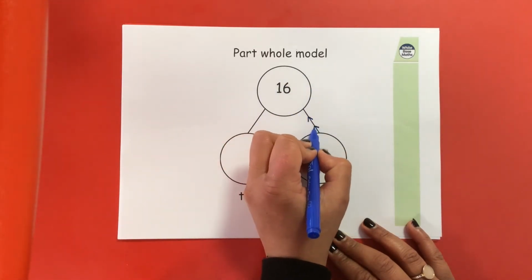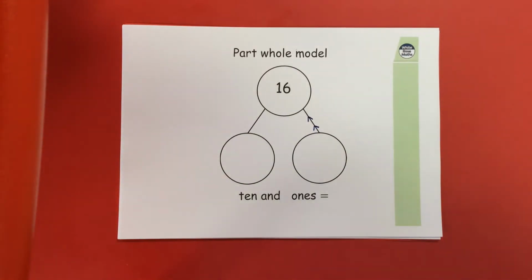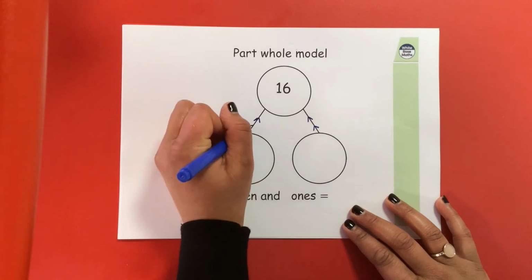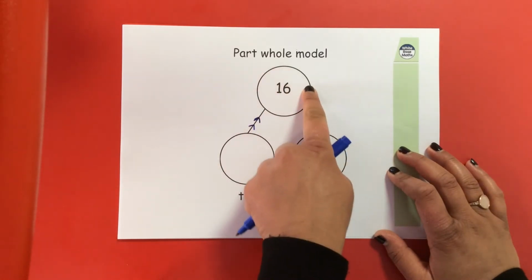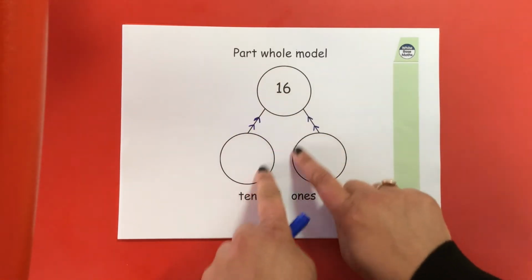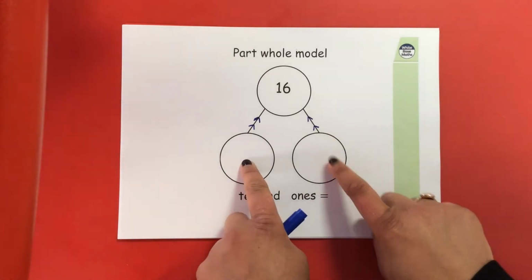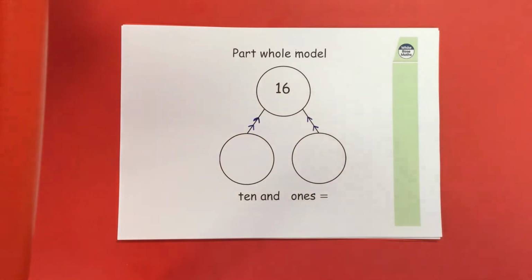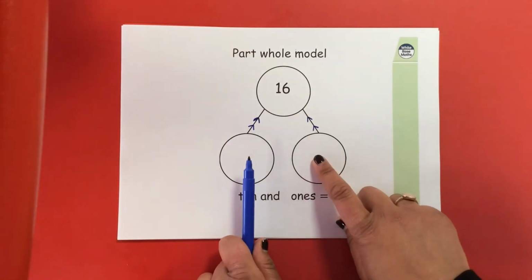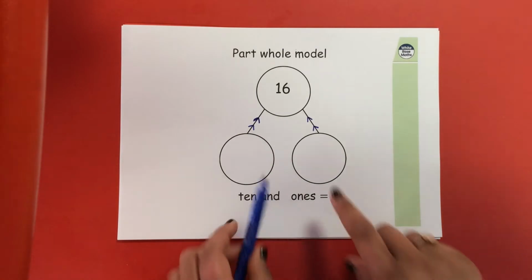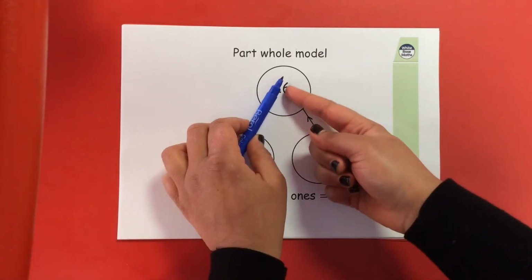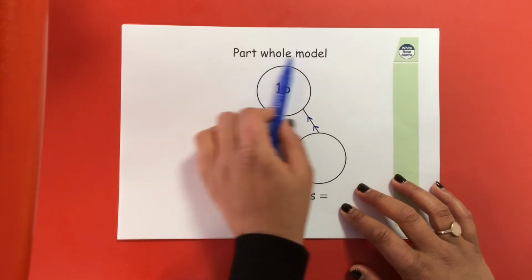So we can draw arrows to help us remember which way they're pointing. So this is the whole answer, and then these two is where we would draw or write the different parts that make the whole. These are the parts and that would be the whole. It's a little bit like if you imagine playing with Lego and you've got two Lego pieces. When you put them together, it makes one piece. So you've got two, and when you put them together, it makes one, the whole, the answer.